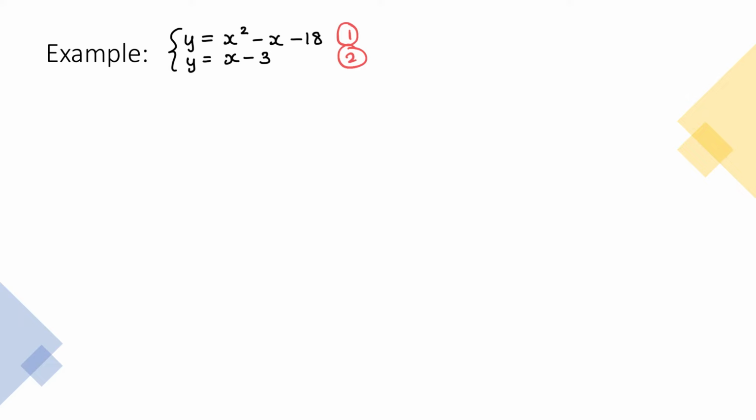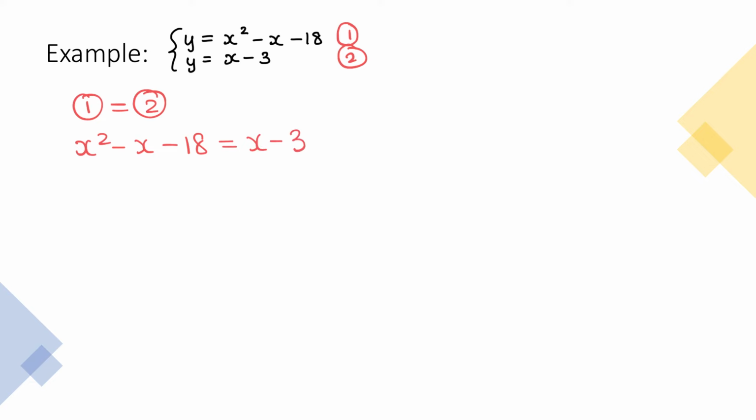Now, from this example, hopefully you guys are clicking that there's something similar to this, to substitution. Notice that both of our equations are equal to y. So since they're both equal to y, we can say that they're equal to each other. Equation 1 is equal to equation 2. So let's set them equal to each other. X squared subtract x minus 18 is equal to x subtract 3.